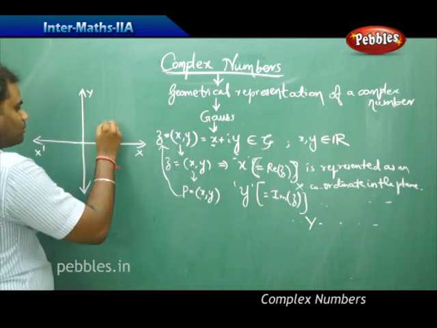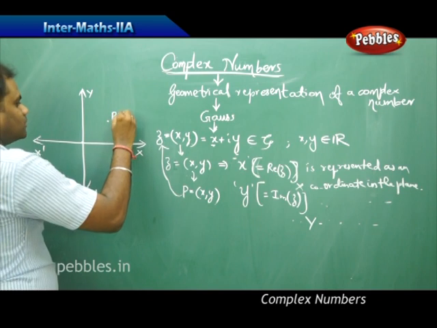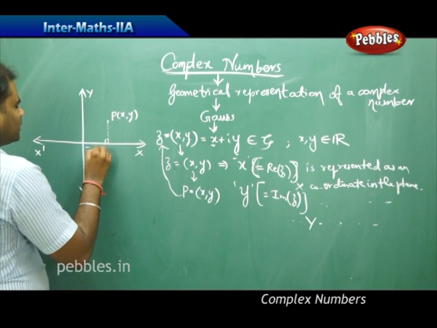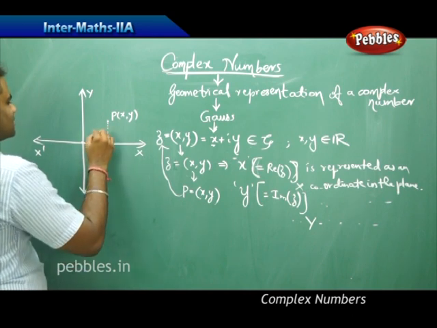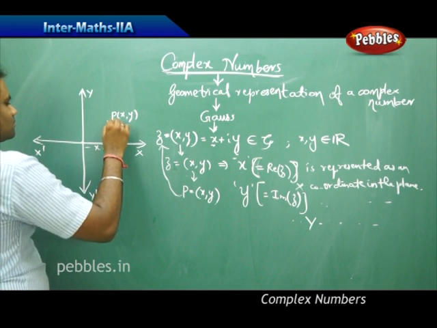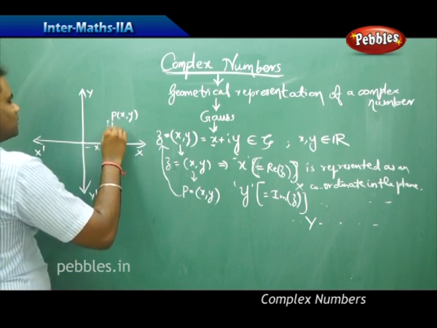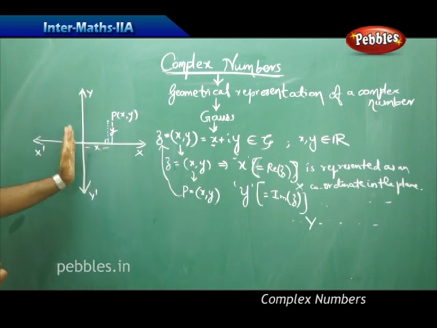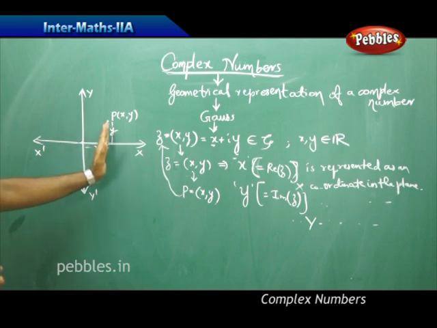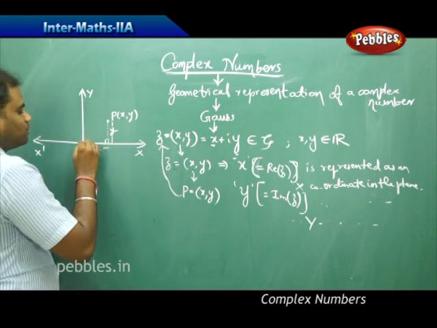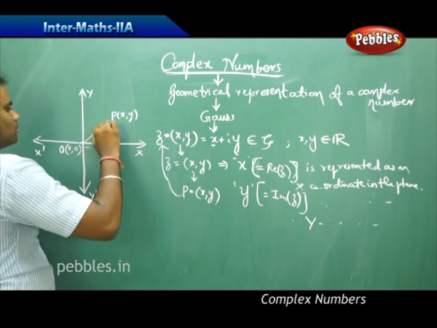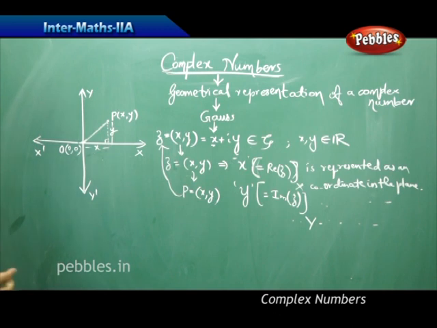Therefore, I get a point P which is x comma y, and which is x units from the y-axis and y units from the x-axis here. So this is x units from origin along x-axis, and this is y units from origin along y-axis, and that is how the point P is obtained. And of course, this is 0, 0, which is noted by O, is how we represent the complex number.